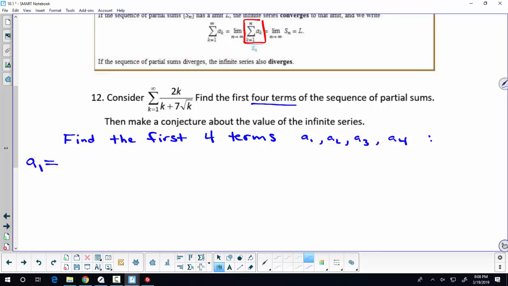We're not adding them yet. We're just listing the sequence. The first term would be what? 2 times 1 over 1 plus 7 times the square root of 1. It's 2 over 8, which is 1 over 4.